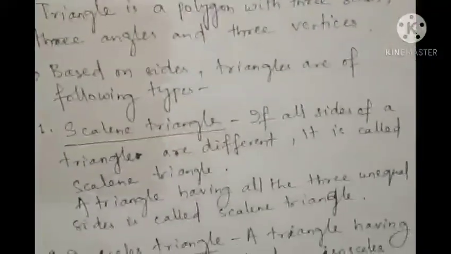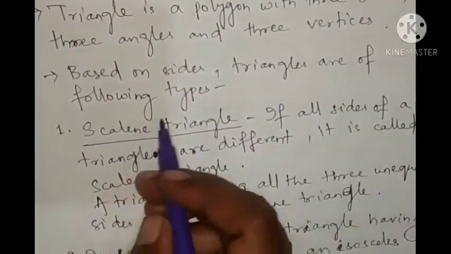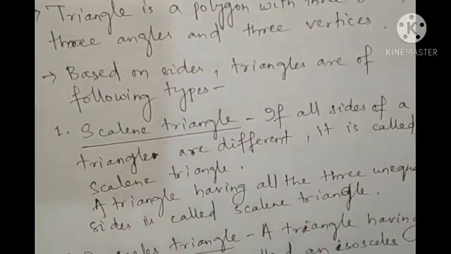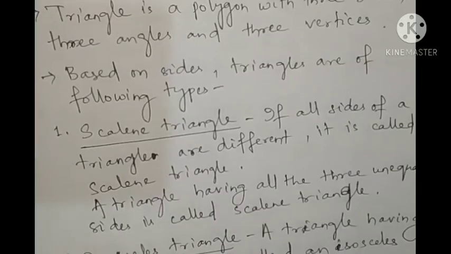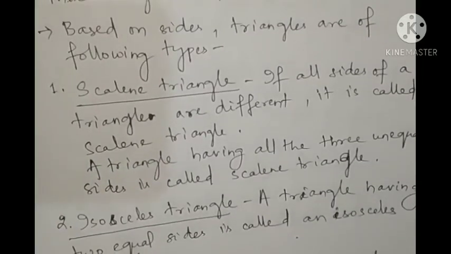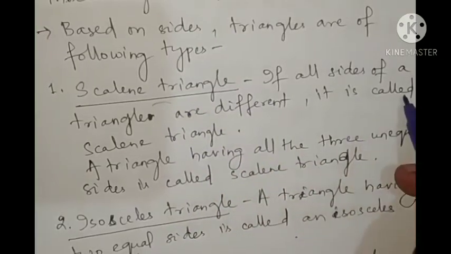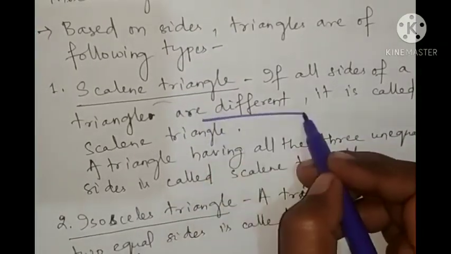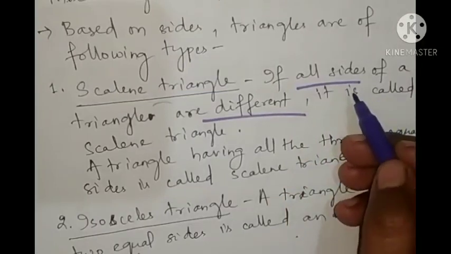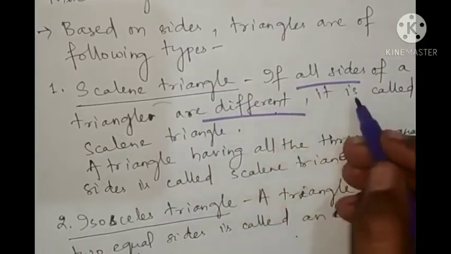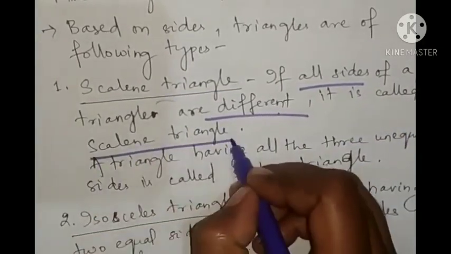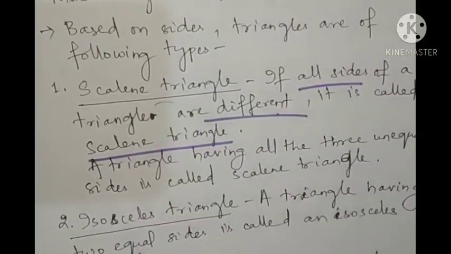Let's see how we can divide. Based on sides, triangles are of the following types. Number 1 is the scalene triangle. If all sides of a triangle are different, means the measurements of all sides are different, then it is called a scalene triangle. Scalene. SCALENE.